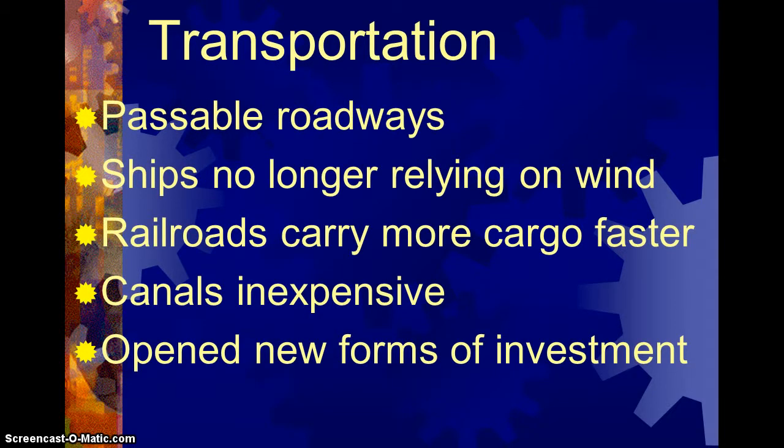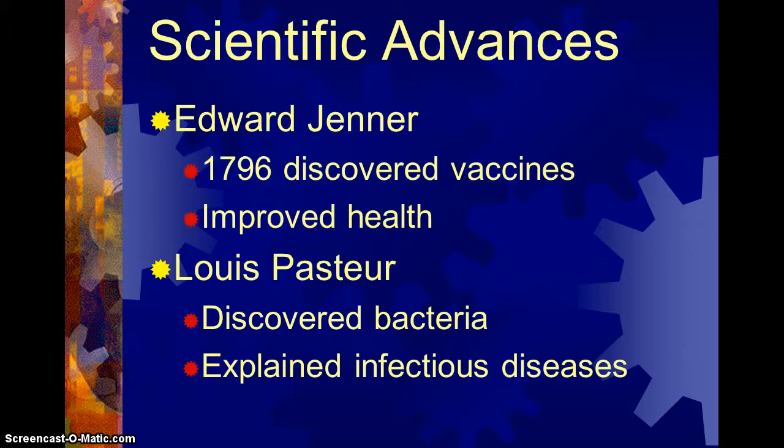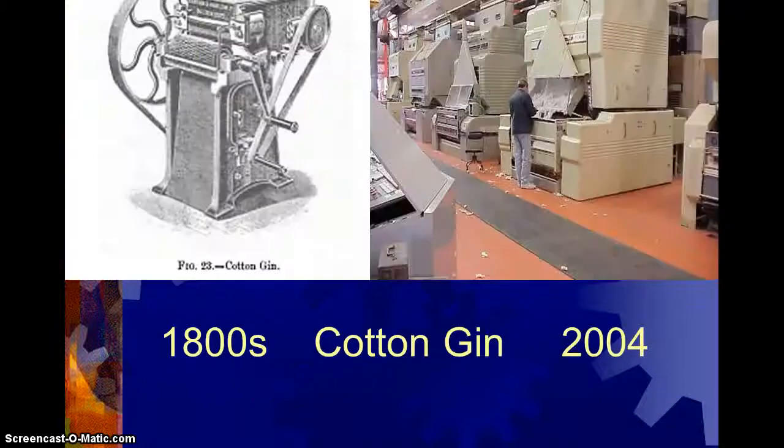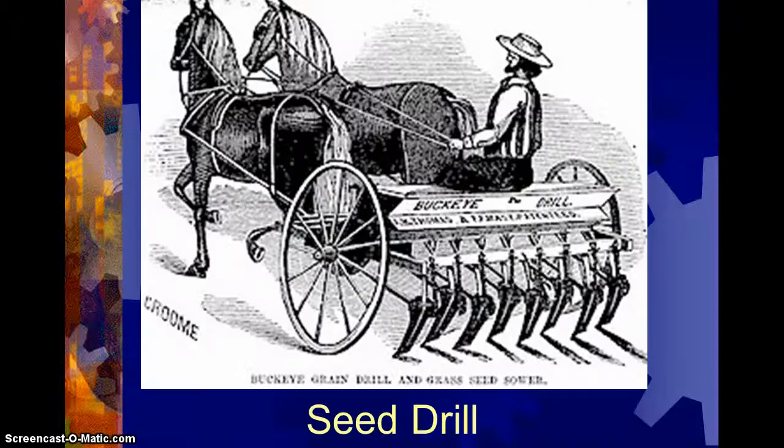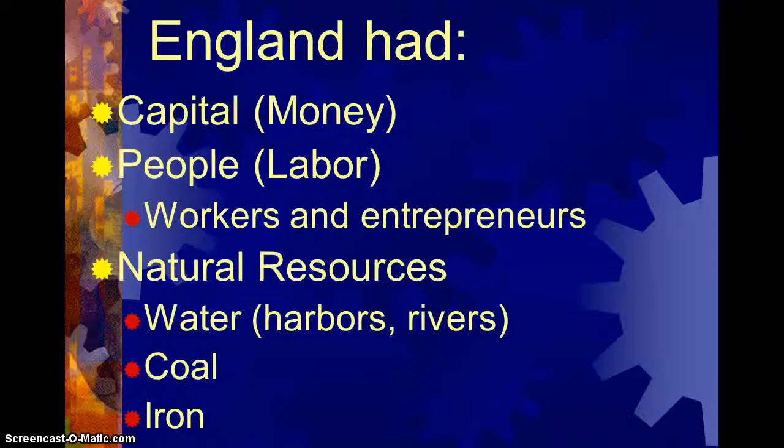Transportation. There were passable roadways. Ships no longer relied on wind. Faster ships. Railroads carry more cargo way faster, and canals were inexpensive now. Scientific advances. Edward Jenner in 1796 discovered vaccines, which improved health, and Louis Pasteur, like we said, discovered bacteria and explained infectious diseases, and he explained how to kill them. These are the most important things on the Industrial Revolution that we should take a good time to discuss. Now remember that the three reasons why the Industrial Revolution happened are capital, people, and natural resources. This was a video on the Industrial Revolution, and thank you for watching.